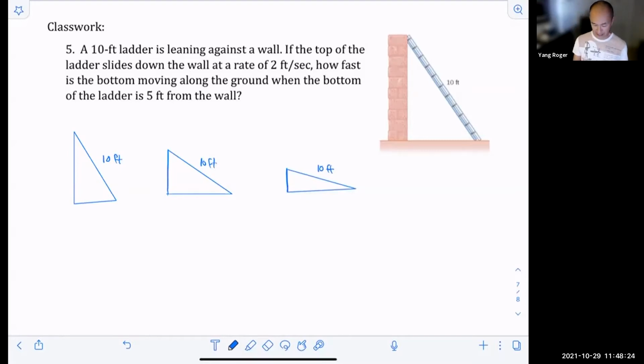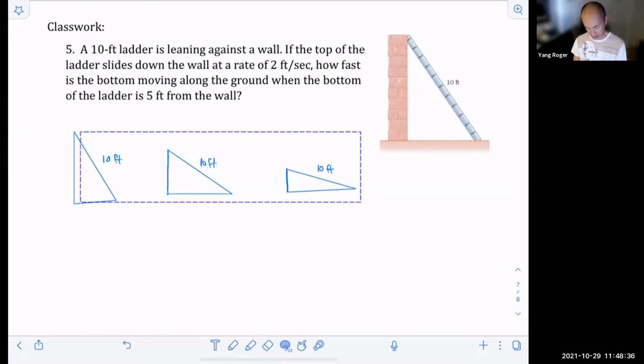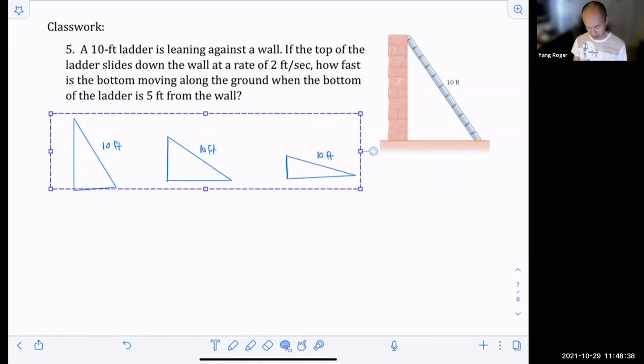I feel like these 3 pictures kind of model the situation as time passes. The ladder is sliding down the wall like that. Does that make sense to everybody? Any questions?